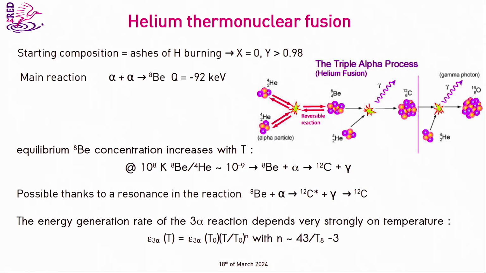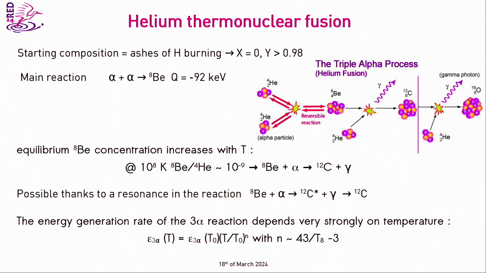So you have an equilibrium concentration that appears, but if the temperature goes beyond 100 million kelvins, the proportion between beryllium-8 and helium-4 comes to 10 to the minus 9. So you have very few beryllium, but it's enough. The beryllium that survive are enough for them to capture the alpha particle with a resonance. And so this makes this jump very efficient, okay? And this is possible thanks to the Hoyle resonance.